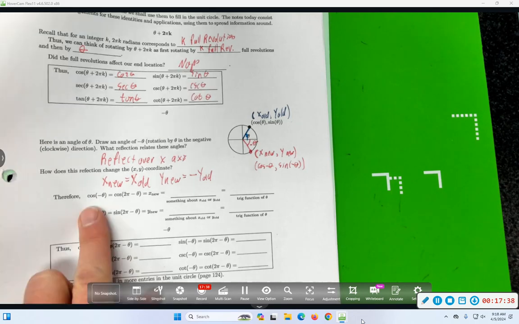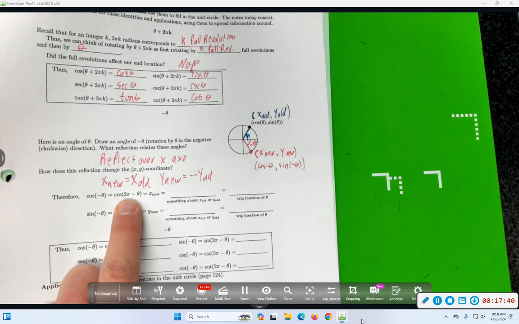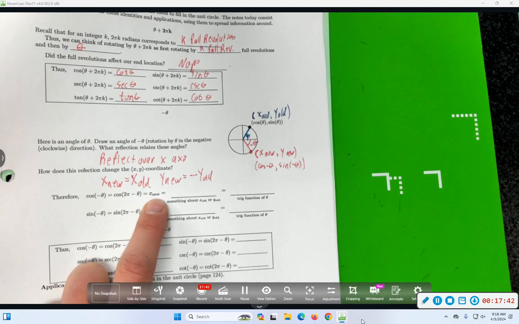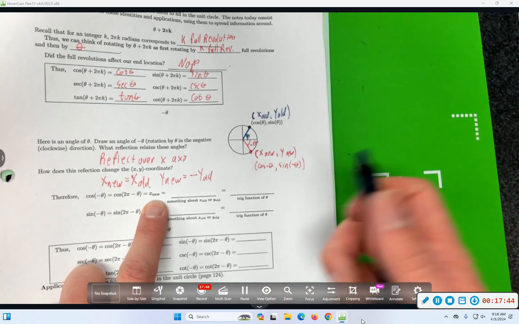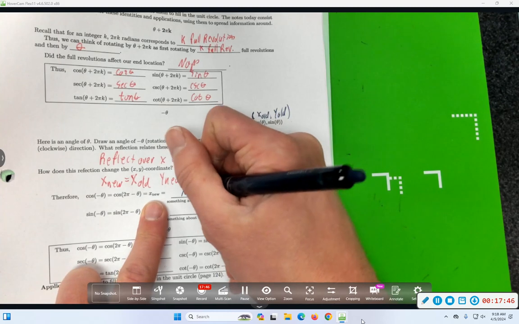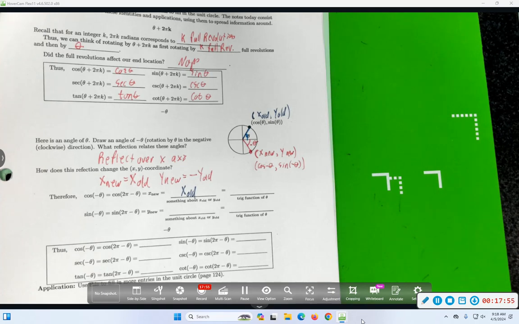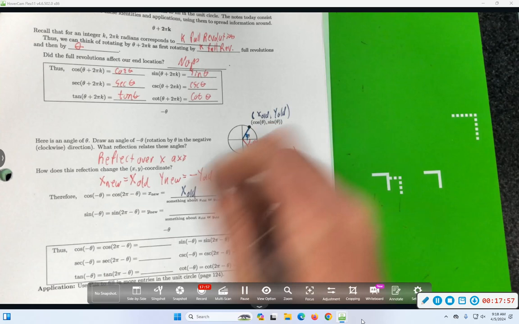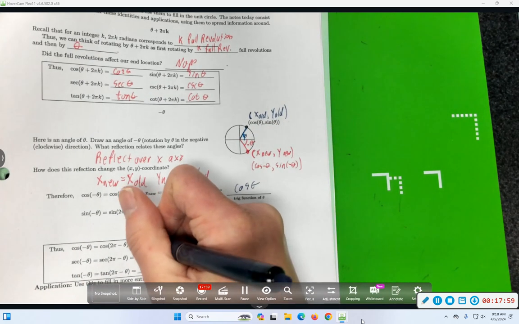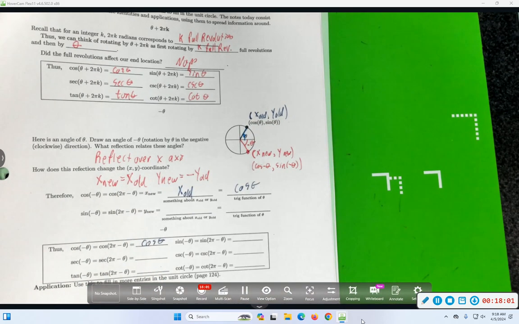All right, let's put this together. So cosine of negative theta, I could also think of it as cosine of 2 pi minus theta. That is x new, the new x coordinate. You just told me that's the same thing as the old x coordinate. And which trig function gives the old x coordinate? Cosine. Nice. So cosine of negative theta is the same as cosine of theta. Feel pretty all right?